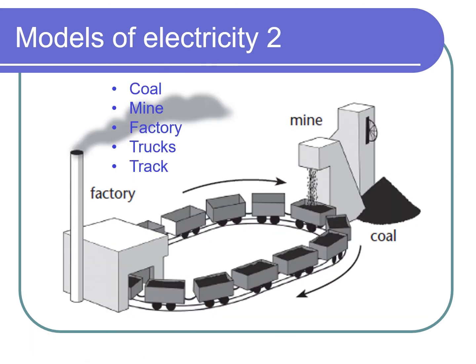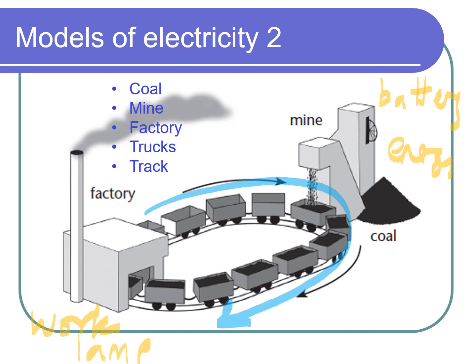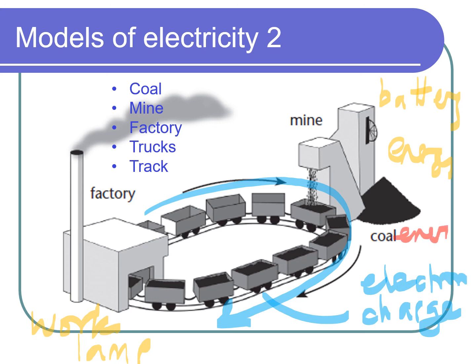So this is model number 2. We've got a coal mine. This is where the energy is coming from, and the factory is where work is done. So that's a bit like the lamp, and this is a bit like the battery. We have got a current moving. Each truck is like a charge or an electron, and the coal is energy.